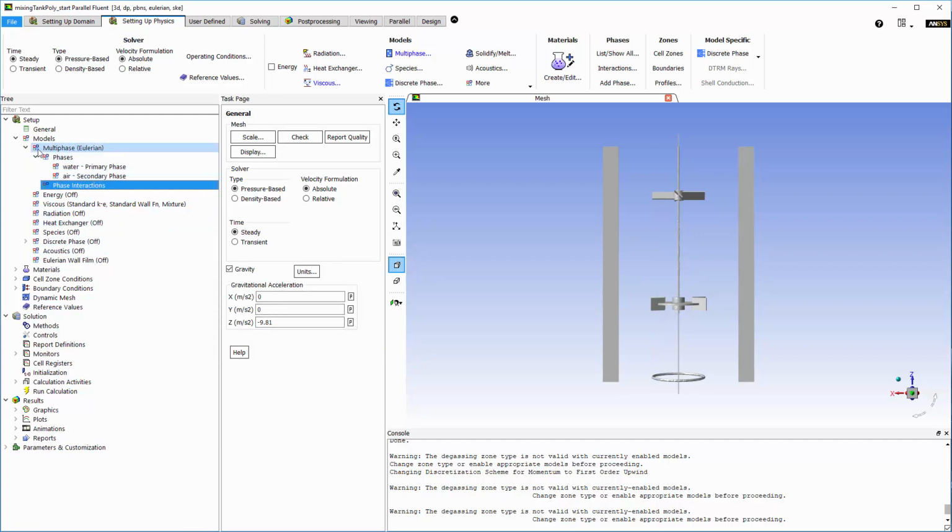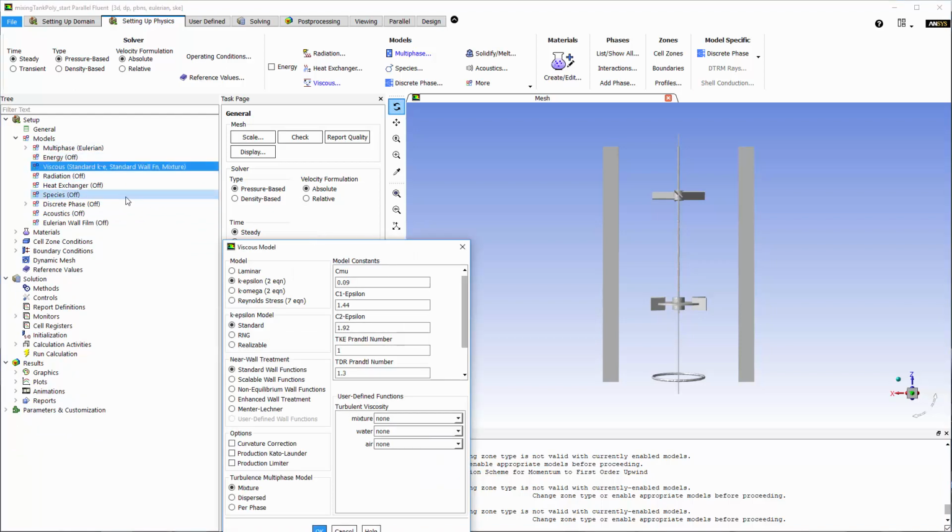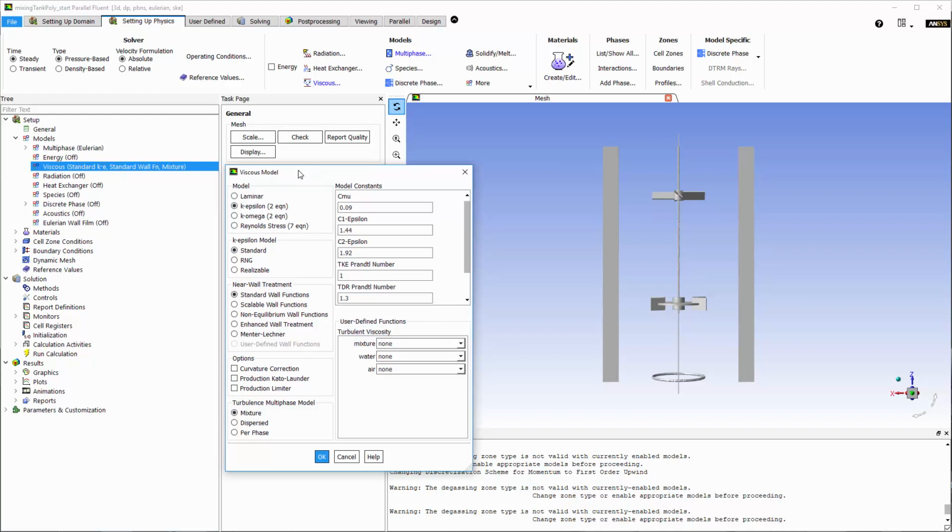Mixing in this model occurs primarily through turbulent fluctuations, so naturally I must add a turbulence model to this simulation. In this case, the standard K-epsilon model will do. Since the volume fraction of air in the bulk fluid is small, I'll use the dispersed multi-phase turbulence model. The dispersed model assumes the turbulence in the primary phase dominates, and the turbulent behavior of the secondary phase is approximated from the mean characteristics of the primary phase.